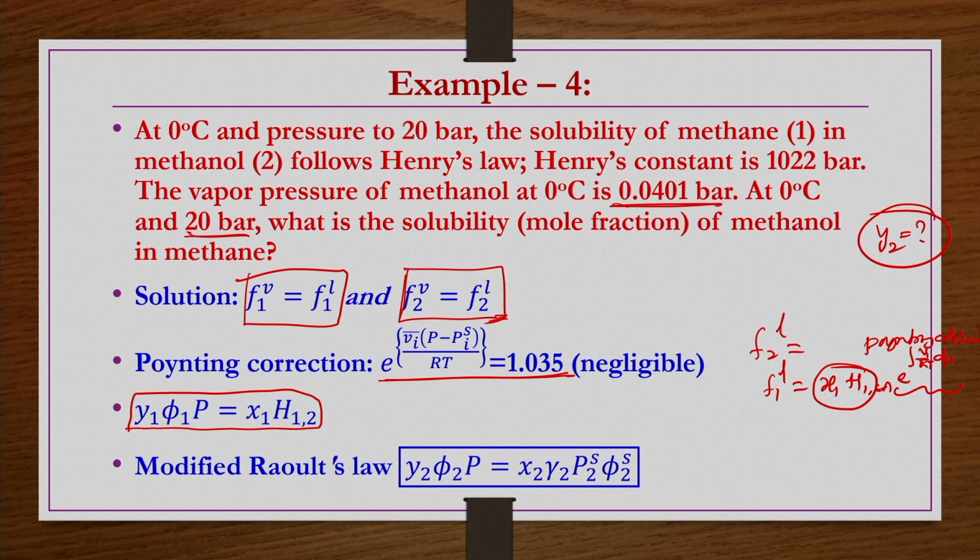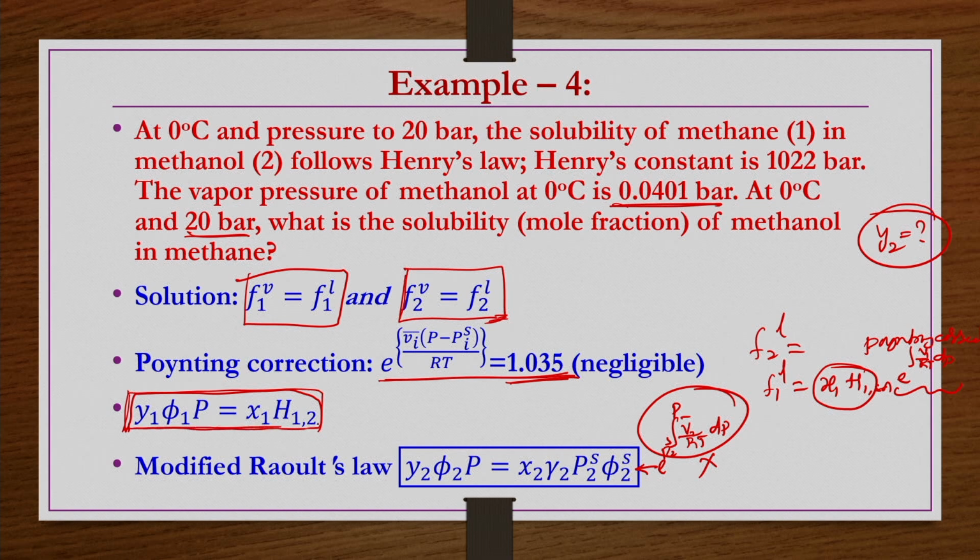And then for the second component, on the right hand side we have another correction, exponential of integral V2 bar by RT dP from P2 sat to P. This term is the Poynting correction, but that we found very small. So, that is also not considered here. Why are we doing such simplification here itself before going into the details of the solution?